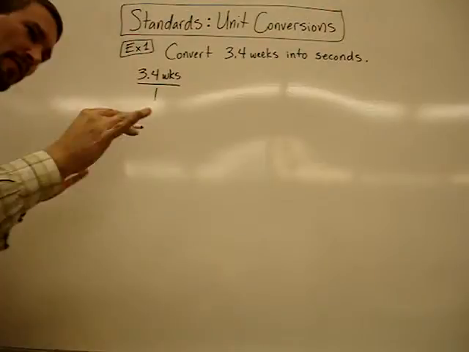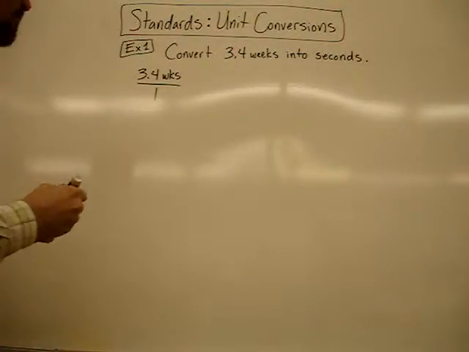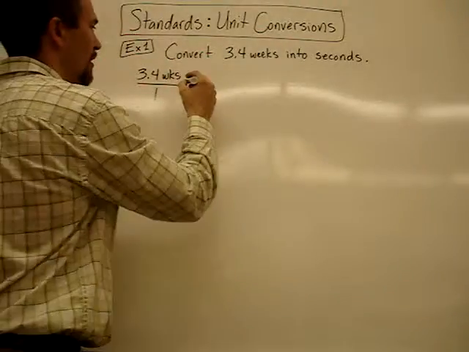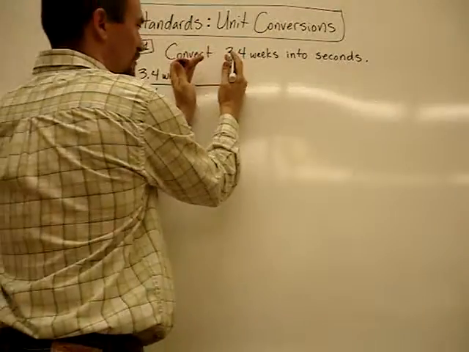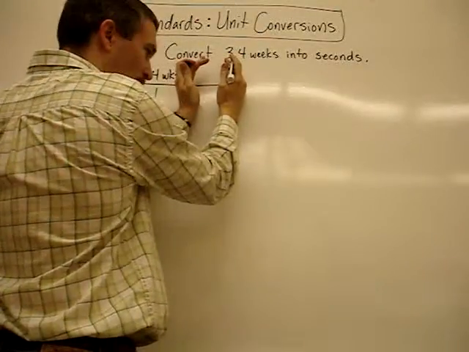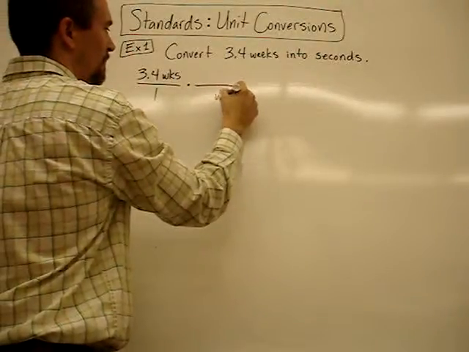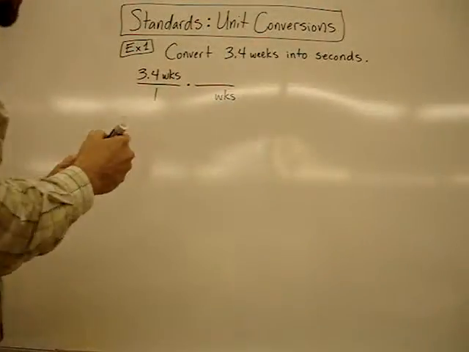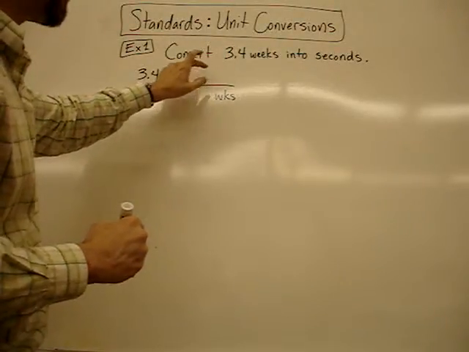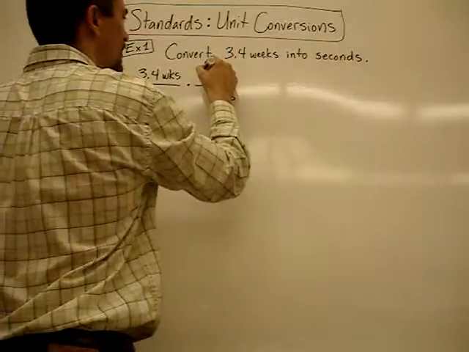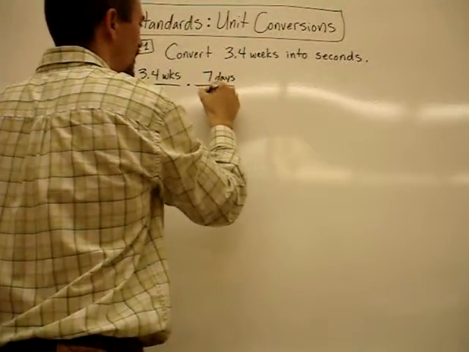Put it over 1. Nothing wrong with that because 3.4 weeks divided by 1 is still 3.4 weeks. So that's legal. Now we're going to multiply it times a fraction that's going to essentially be the multiplicative identity, 1, where weeks is on the bottom. So you have to ask yourself now, what do we know about weeks? How many what's in a week? I do know that there's 7 days. 7 days in 1 week.